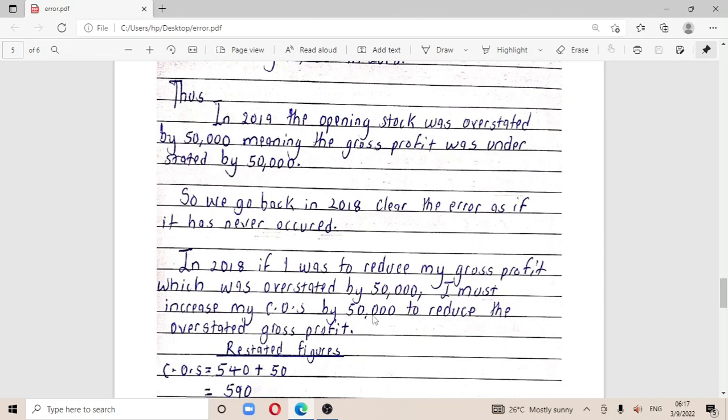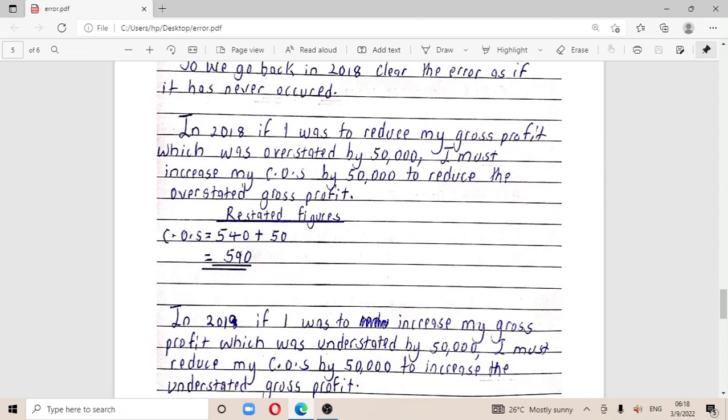So once I reduce, I must increase my cost of sales by 50. Meaning that if my cost of sales increases by 50, it will automatically reduce the overstated gross profit. So I'll increase, and this will be the restated figure of the cost of sales, which is 540 plus 50, giving me 590.